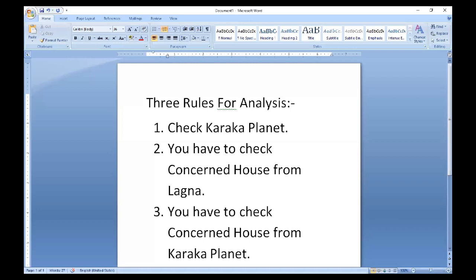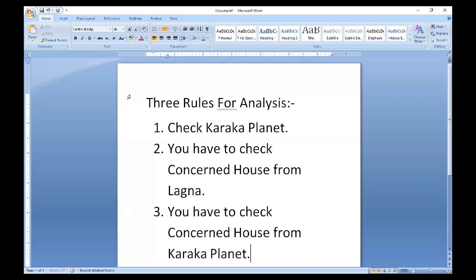Soon you will understand that by using these three rules only, you can differentiate a single event from the multiple significations of that house. Like the fifth house shows multiple things: children, the intelligence part, speculation, and the mother's family. By using the three rules, you can pinpoint the exact signification from the multiple things. How? I will show you.